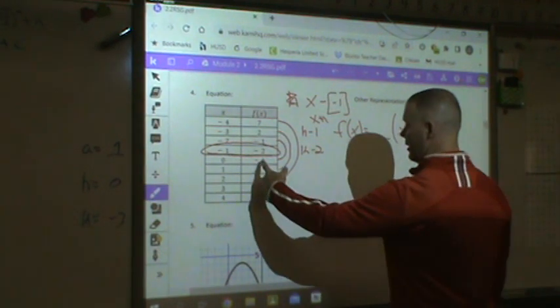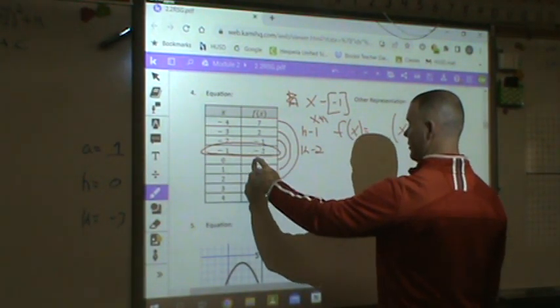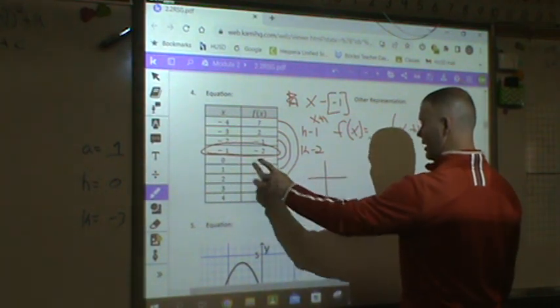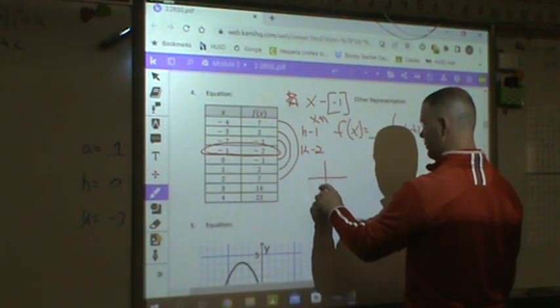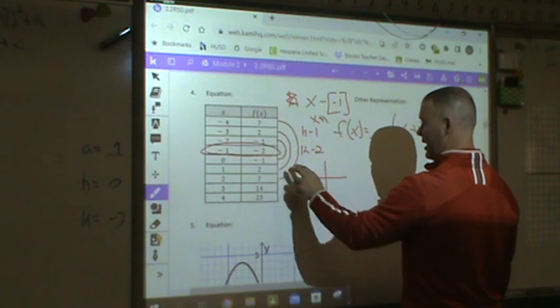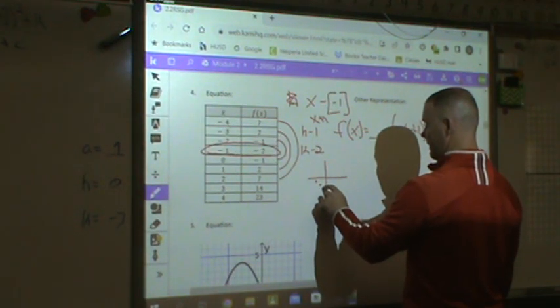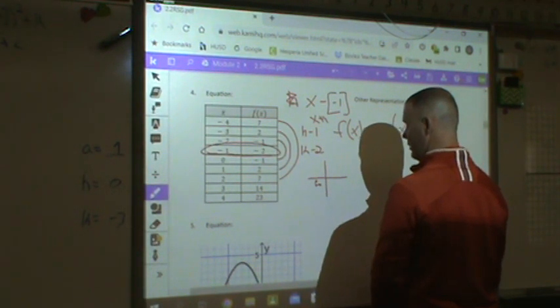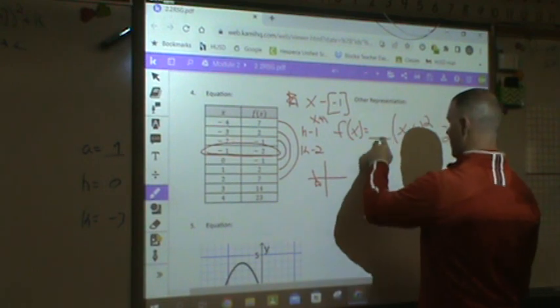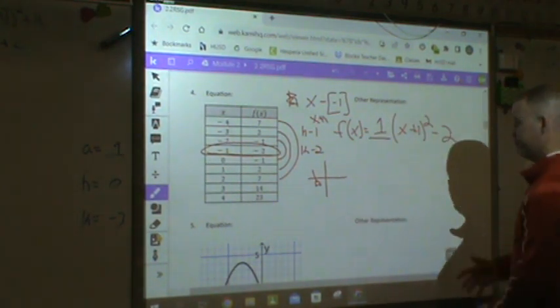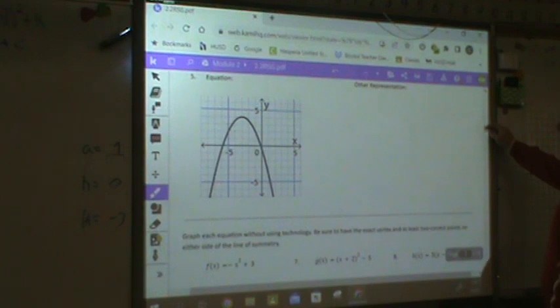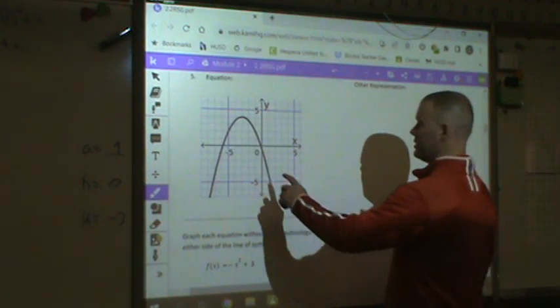And what about my parabola here, my a value? Well, plot the vertex, -1, -2. Pick a point on either side, 2 and -1. If I go over 1 and up 1, I'm on that part of the parabola, so my a value is 1. Okay, didn't change.